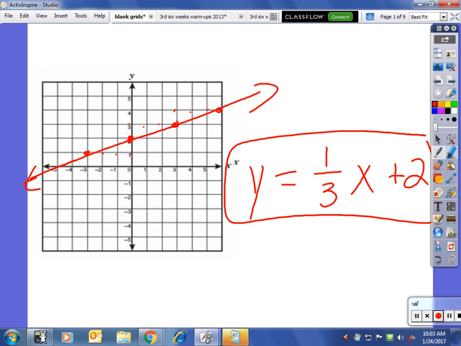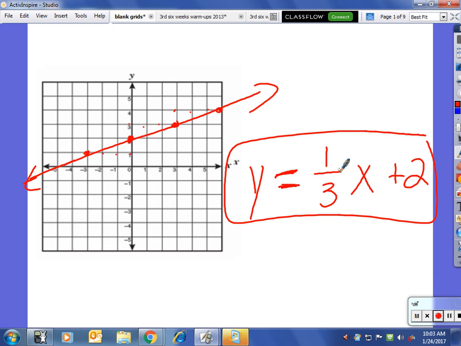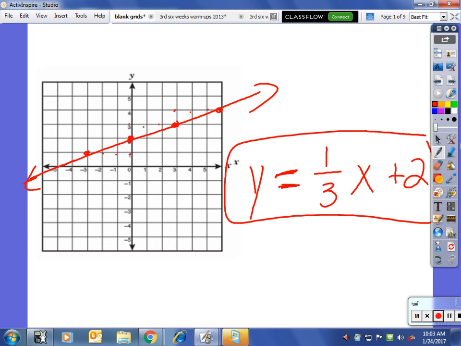Yes. Please make sure when you're doing your homework tonight that you start with y equals. An equation must be that. It must be an equation. It must have an equal sign. Okay, let's do another one.